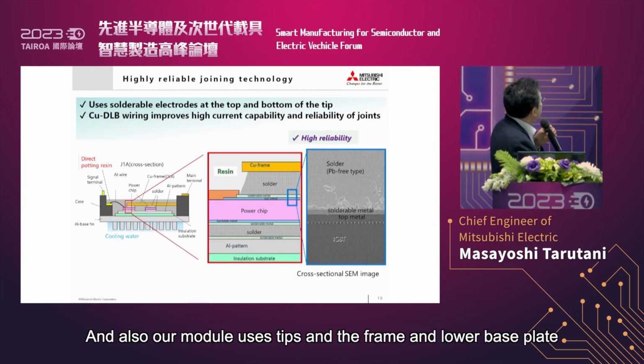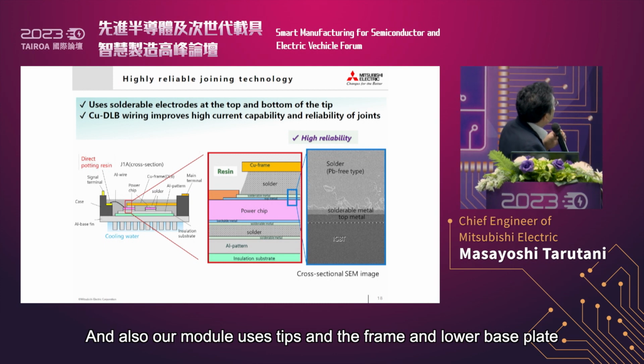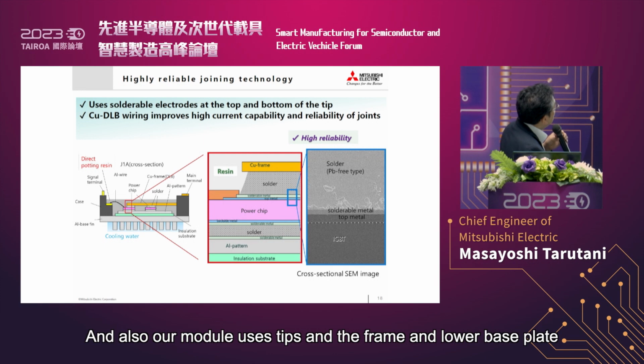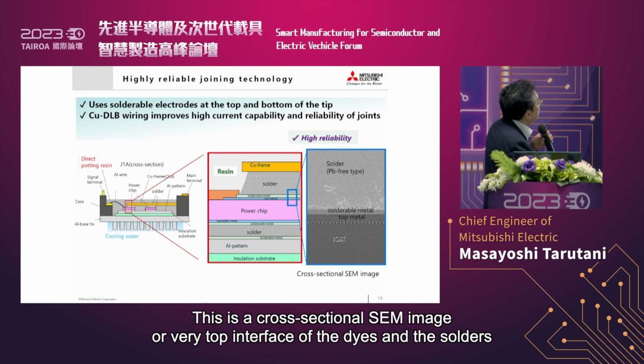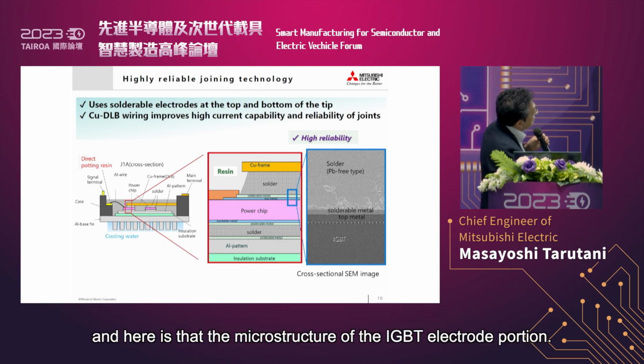And also, our module uses chips and frame and lower base plate. And in between, we are using solder joint technologies. And we're using lead-free type solders. This is a cross-sectional SEM image of the very top interface of the dies and the solders. And here is the microstructure of the IGBT electrode portion.